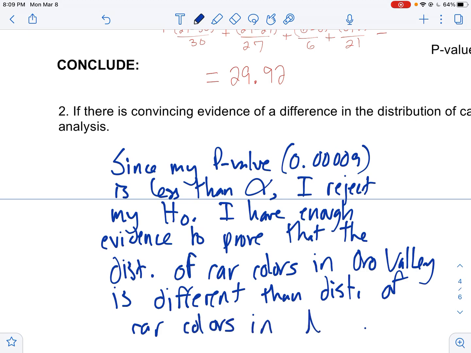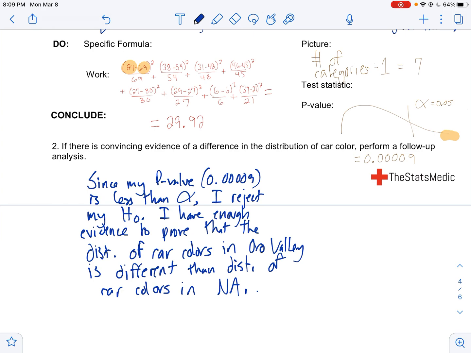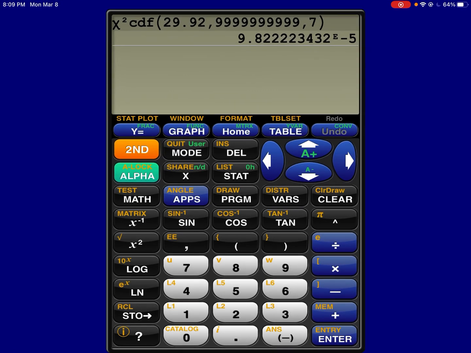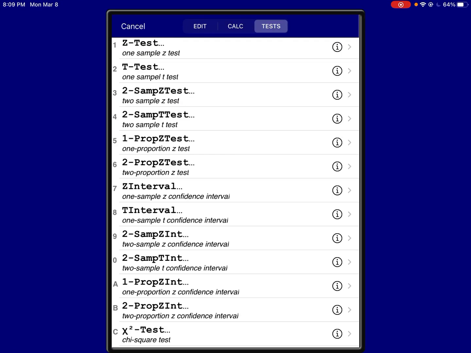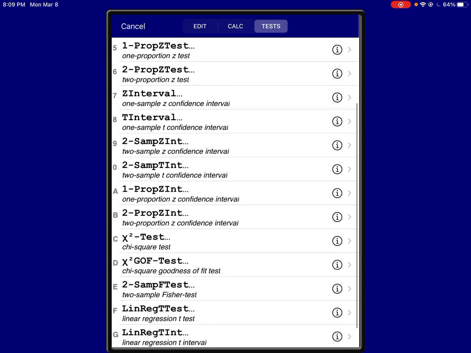So remember, if I had a p-value that was above 0.05, I'd fail to reject the null. You never accept it. Remember, you never accept the null hypothesis, stats students. You never do that. Easier way to get there? Calculator function here. All right, we're going to go stat. We're going to go to tests instead. I'm going to go to chi-square goodness of fit test, GOF.